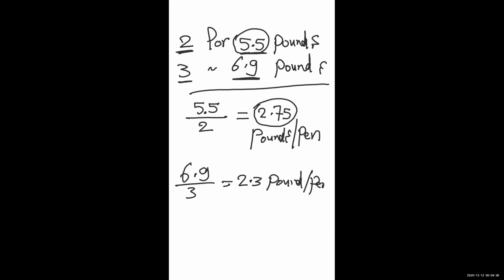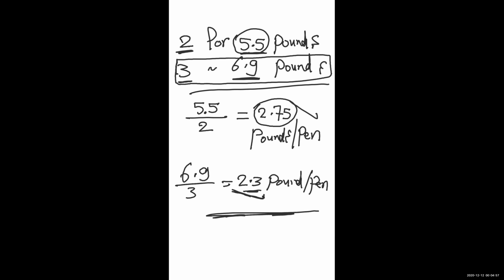per pen. So right now, if you are in the bookshop, there is one pen for 2.75 and the same pen is 2.3. Which one is better for you? Of course, the cheaper, right? So this one is the second. So this means the best deal is 3 pens for 6.9 pounds. So the second deal is better.